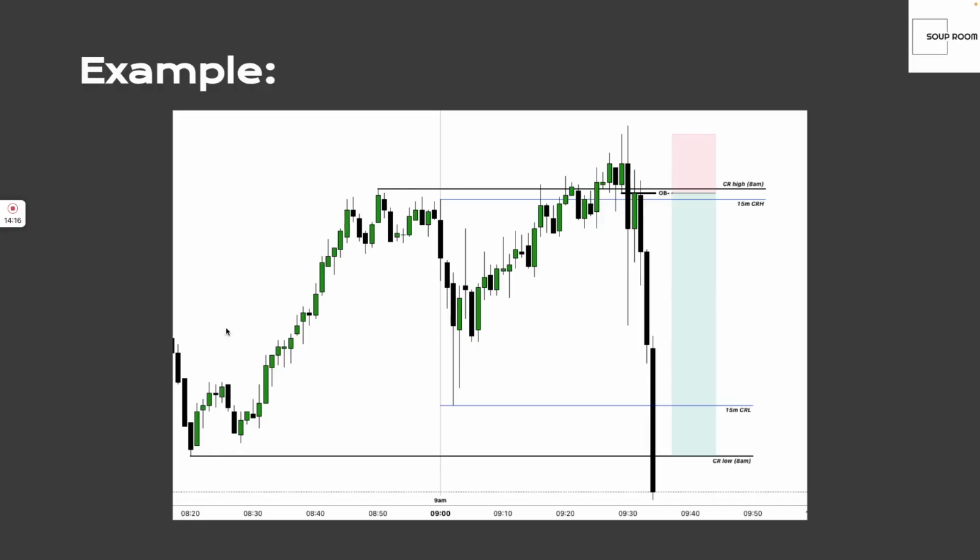Firstly, you would be on the higher time frame. Draw out the high and the low of the 8 a.m. candle. This black line right here and black line right here. Stay with me. You wait for the 9 a.m. 15-minute candle to close. Low and high. Blue line, blue line.